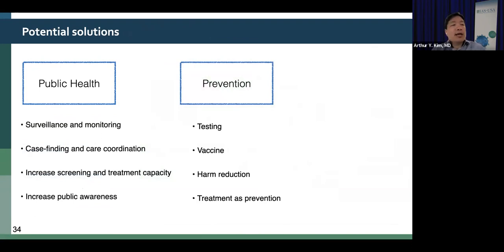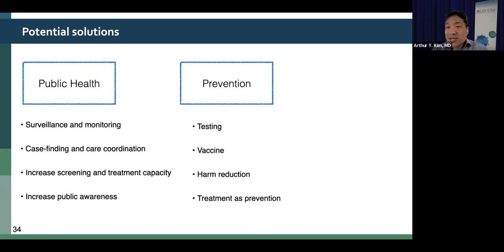And so testing is a big part of that, the patients knowing their status is important, and knowing their RNA status even more so. Vaccine, unfortunately, we don't yet have a vaccine for hepatitis C. There was one tested recently and published in the New England Journal. Kim Page and Andrea Cox are the leads on that trial. But harm reduction does work.